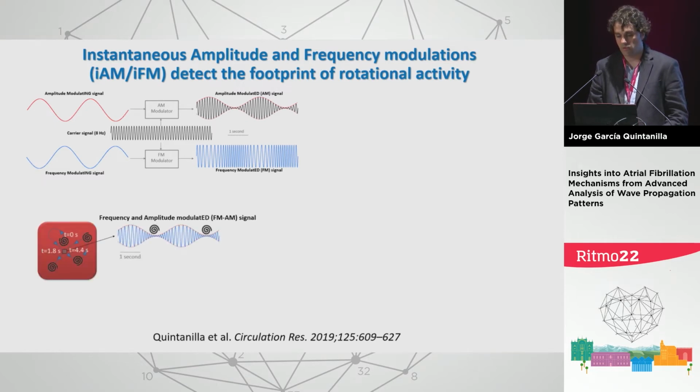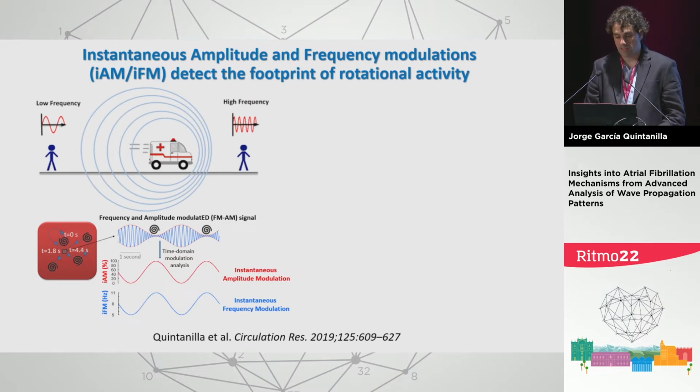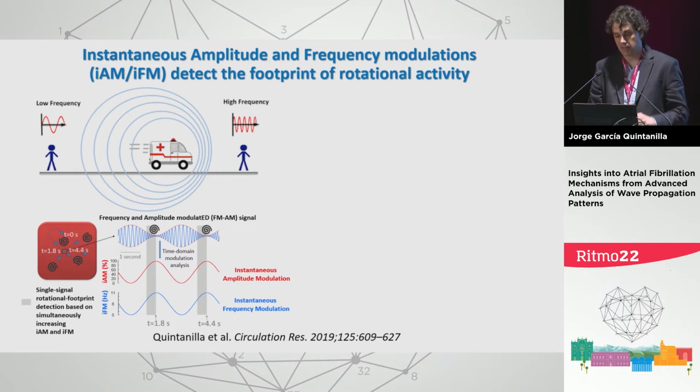And since the core of a rotor is unexcitable, or excited tissue, the amplitude of the local atrial signals should decrease when a rotor is approaching and should increase when a rotor is going away from the spot. At the same time, as the source of waves, in this case a rotor, approaches a spot, the perceived frequency at the spot should increase, and as the source of waves goes away from the spot, the perceived frequency at the spot should decrease. This is called the Doppler effect. Therefore, we hypothesized that if we look for a simultaneous increase in the amplitude and frequency modulations present in atrial signals, we could detect the footprint of rotational activity.